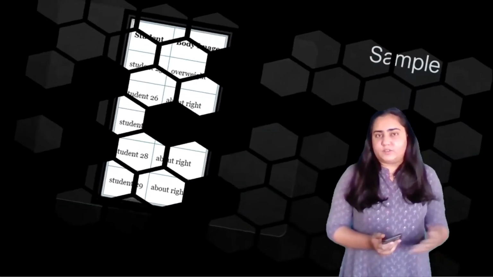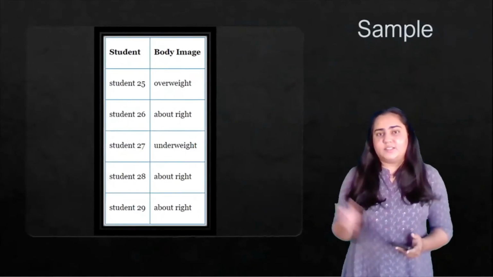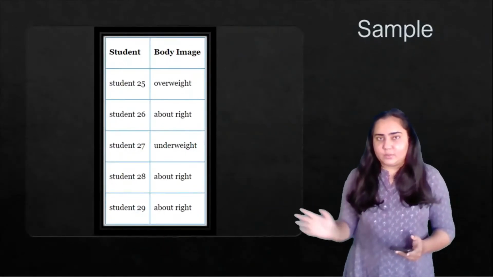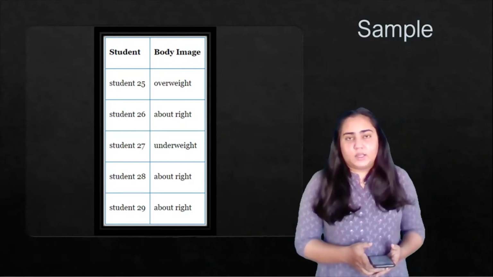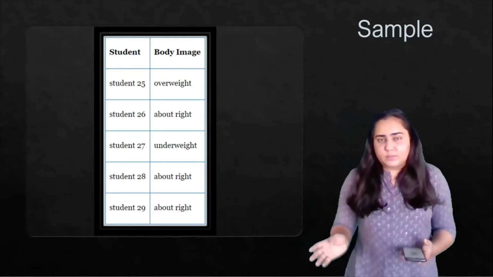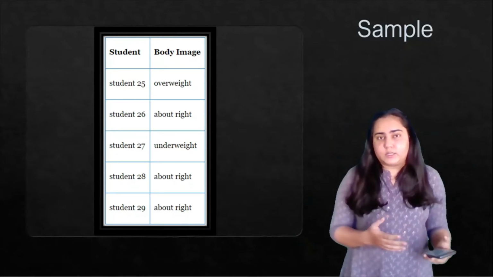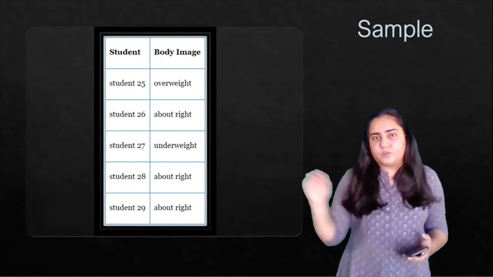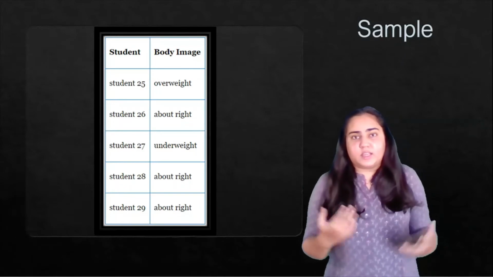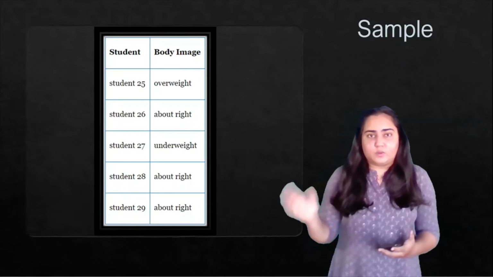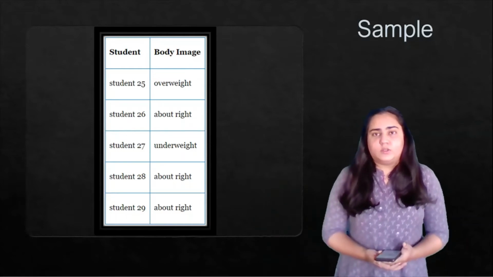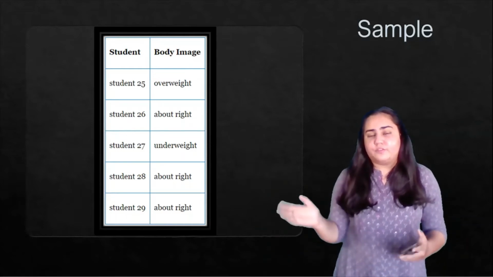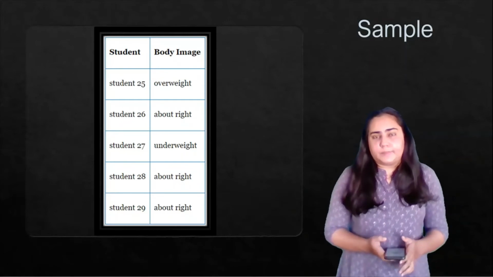And as a result of their answers, this is the sample data collected. This is not the entire data, but it's just a part of that data. It starts from student 25, saying that the body image they have is overweight, and then 26 is about right, and so on. So this is the sample of the original data.